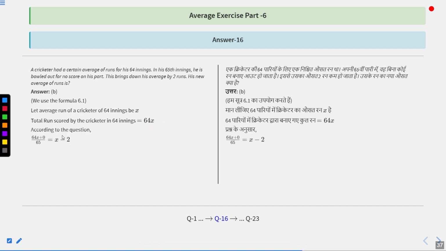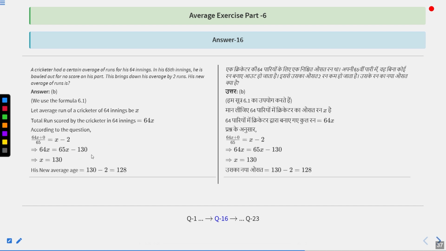Clear? So according to the question, in his last inning he scored 0 runs. So what will the average become? 64 into X plus 0 upon 65. Total innings will become 65. Average becomes X minus 2. So we can calculate the value of X. Now X is 130. So before the last inning, he had 130 runs. Clear? 130 runs. So what will be his new average? His new average is 130 minus 2, which is 128.